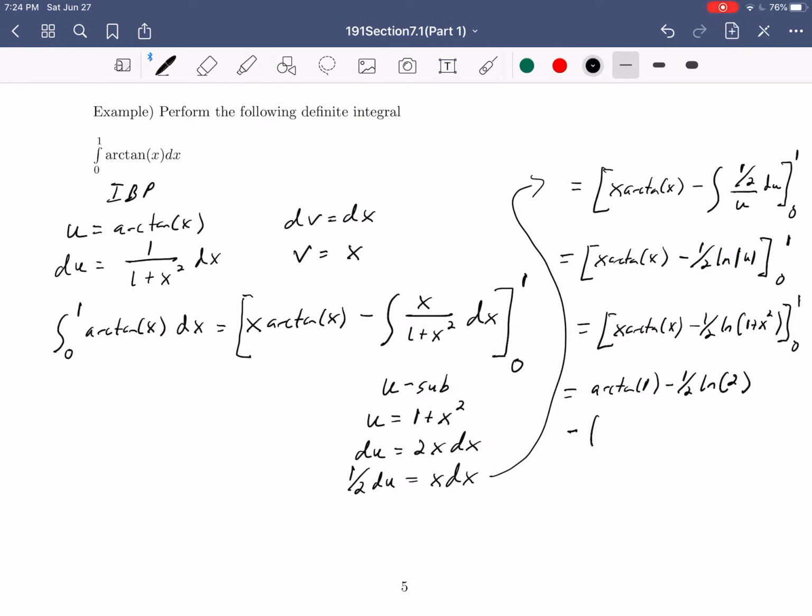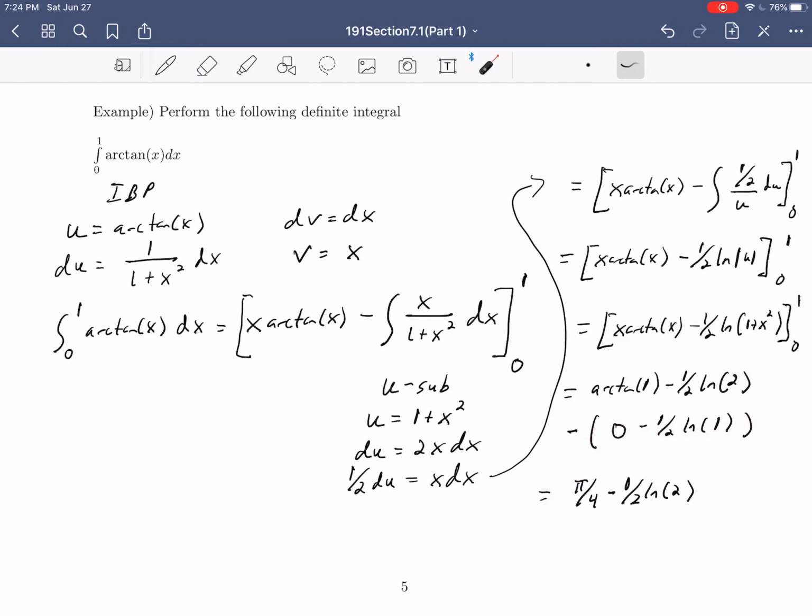And then subtract, we plug in 0. So it looks like 0 minus 1/2 ln of 1. So it looks like that is going to become, well, arctan of 1. What angle gives us a tangent of 1? That would be pi over 4 minus 1/2 ln of 2. This is 0. Ln of 1 is 0, so that's all 0.